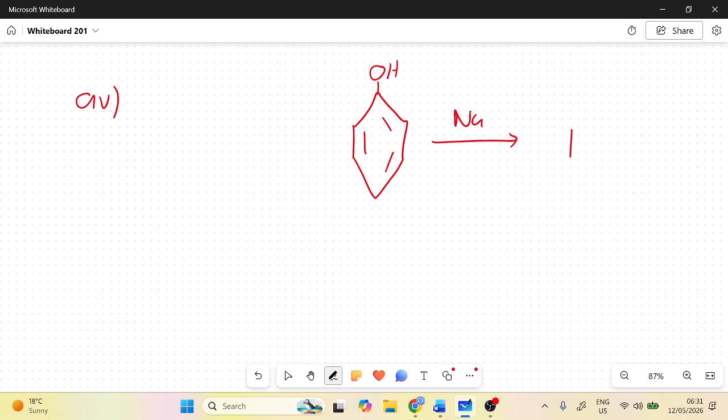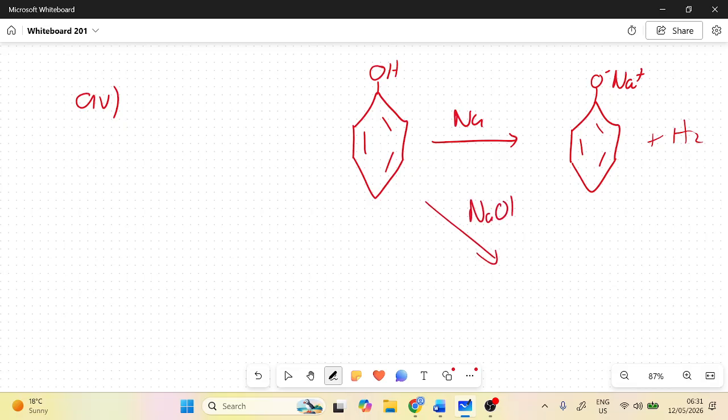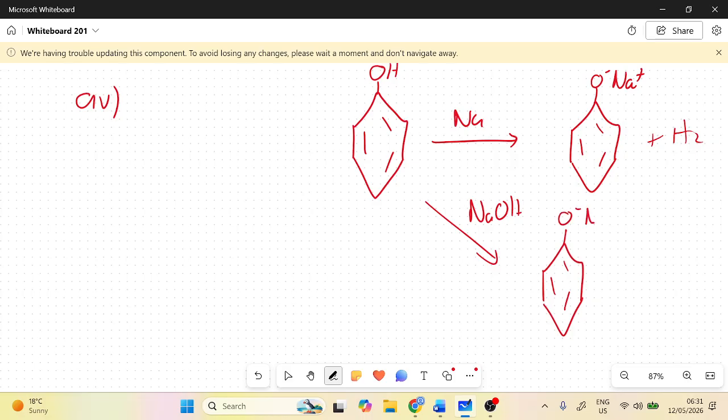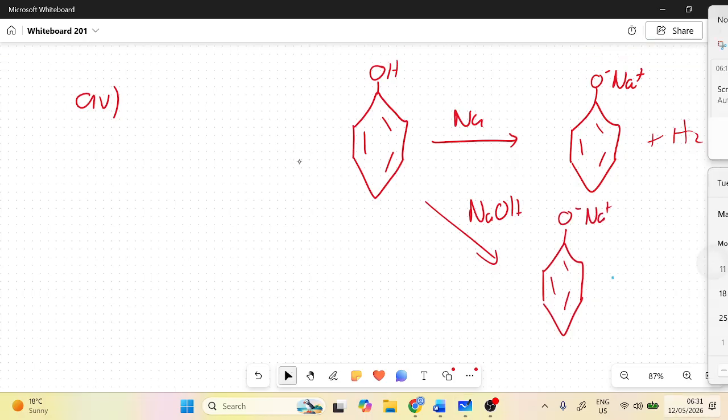The last set is with phenol. With sodium, you form the salt, similar to an alcohol, and hydrogen. With NaOH, this will not happen with alcohols, but it will happen with phenol. With NaOH, it will still react to form the salt and H2O. It's acidic enough to do this reaction.